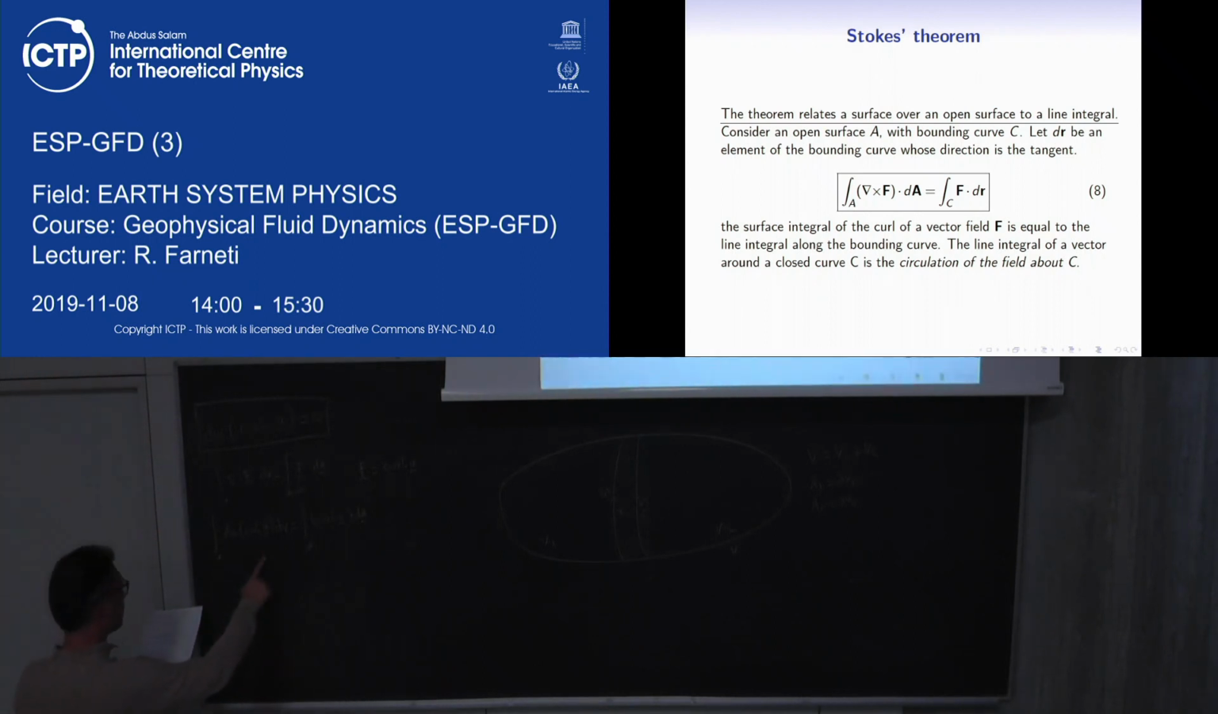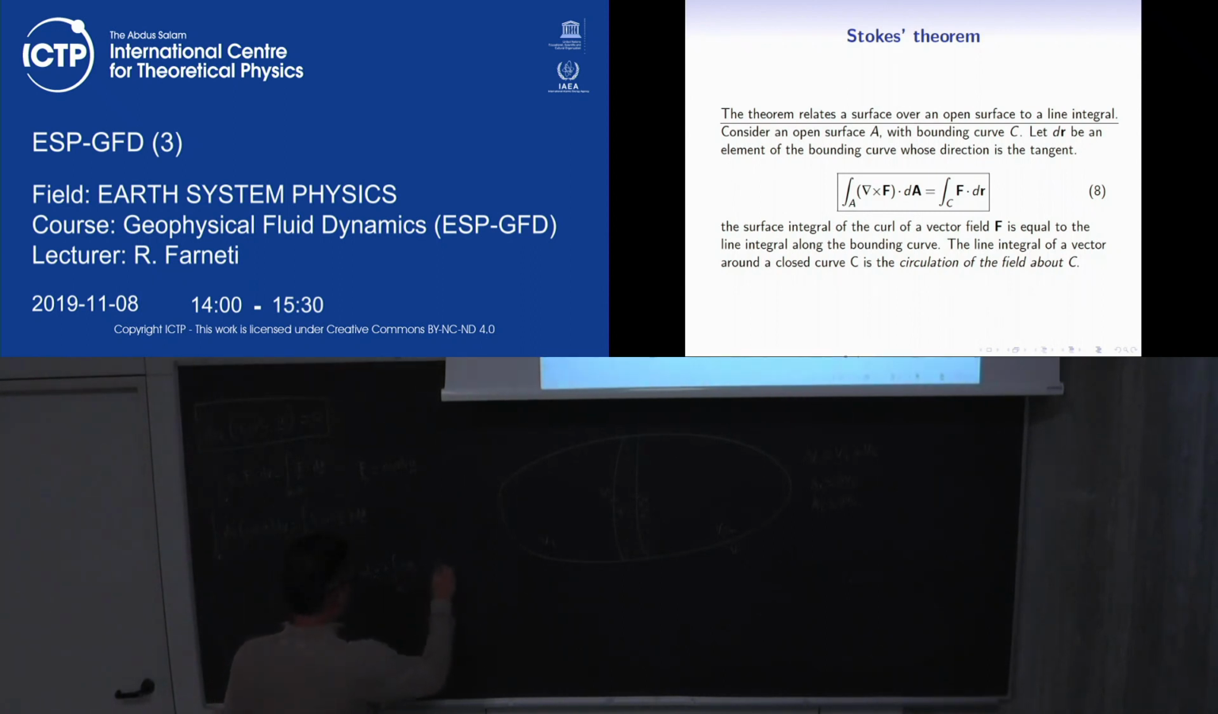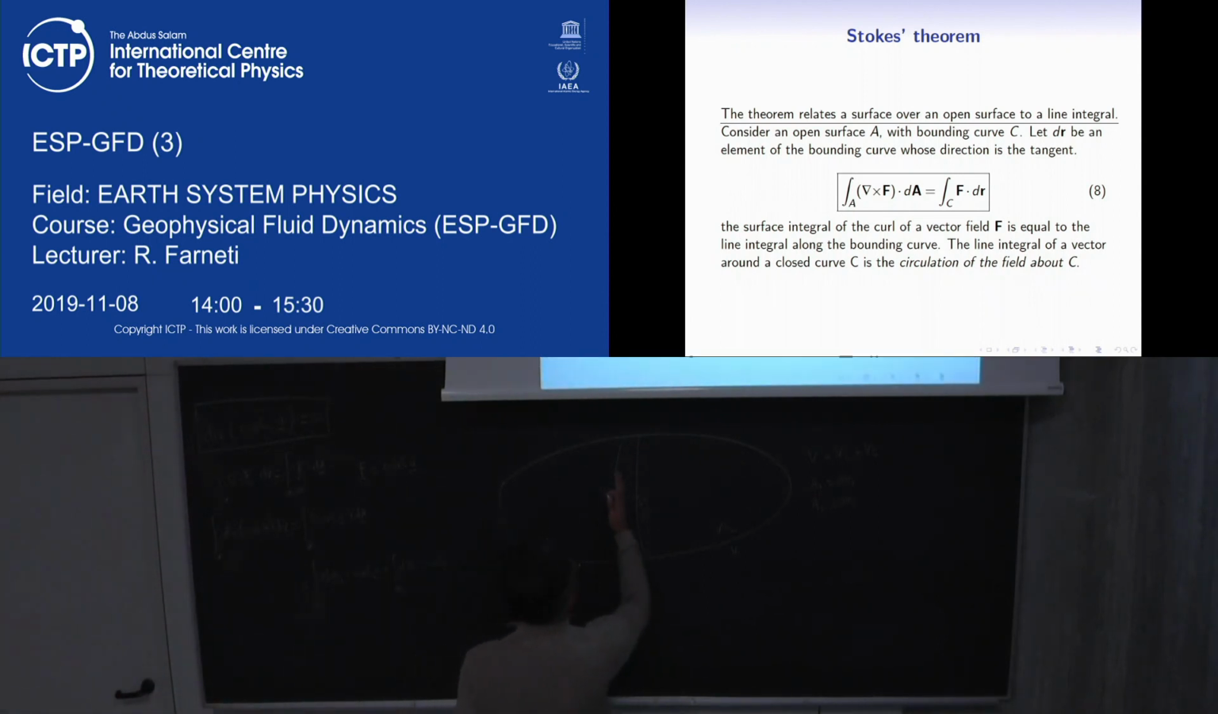So this is going to be equal to the integral over A1, dA1, of the curl of U, plus the integral over A2, dA2, of the curl of U, right? So the volume integral of the divergence of the curl of U is now equal to the area integral over this side and this side, because I've split the potato in two.